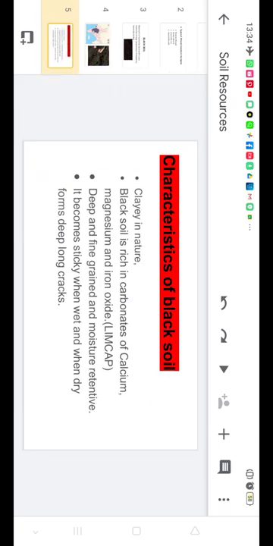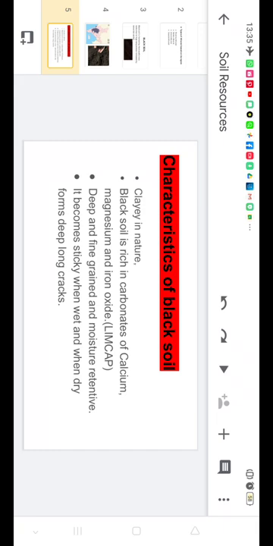Characteristics of the black soil. Black soil is clay in nature. Black soil is rich in carbonates of calcium and magnesium and iron oxide. Now, to remember this is pretty difficult. Sometimes they ask, what are the chemical characteristics of the black soil? So when they use the term chemical characteristics of the black soil, we have to note down the names of these chemical things. The best way to remember is by remembering LIMB CAP.